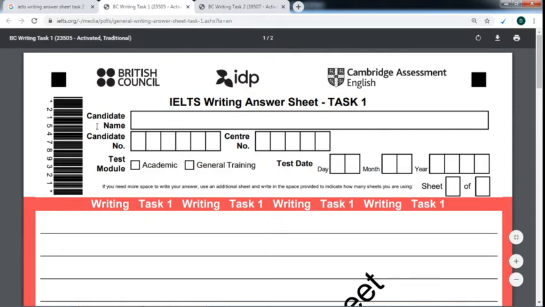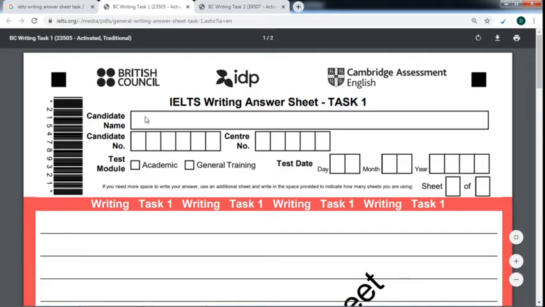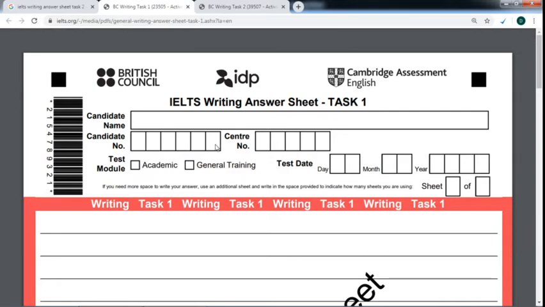In the answer sheet, first of all, you would write the candidate name. Here you would write your name with a lead pencil. Don't use a pen or ballpoint. With the lead pencil you will write in capital letters. Then you would write your candidate number. If you can remember that, that is good. If not, the candidate number would be on your desk label, and your center number would also be on your desk label, or the instructor will tell you your center number.